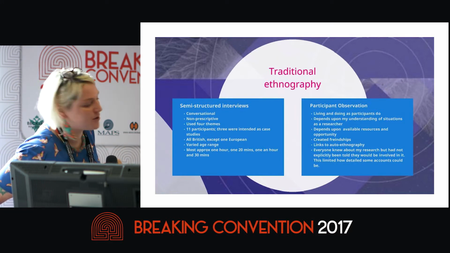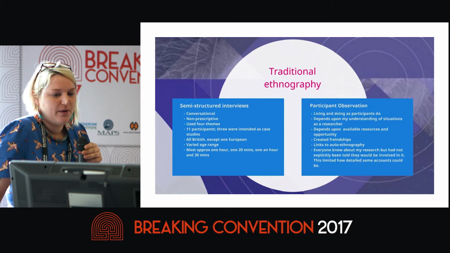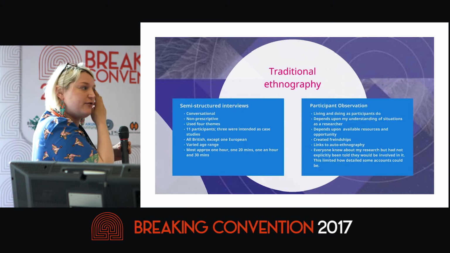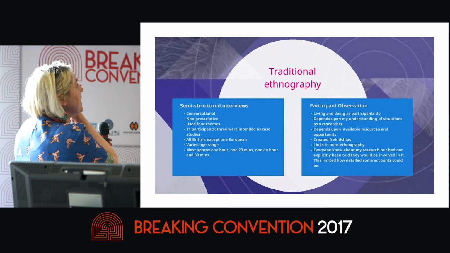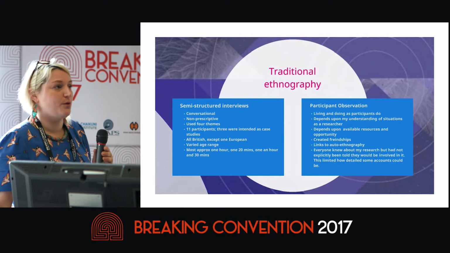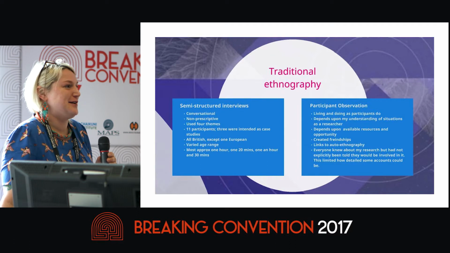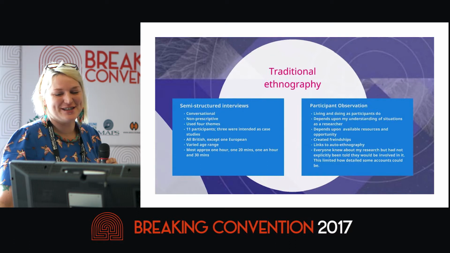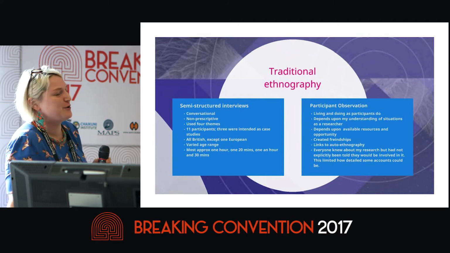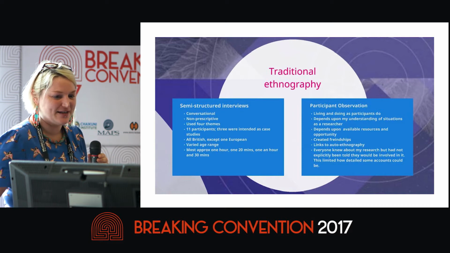And then participant observation: living and doing as participants do, which depends on my understanding of situations as a researcher. So everything is obviously being journaled through my perspective. It also depends on available resources and opportunity. So I was virtually almost living with someone at one point. I was living two doors away and we spent an awful lot of time together. But that was just because our friendship blossomed, not necessarily because it was a need of the research.